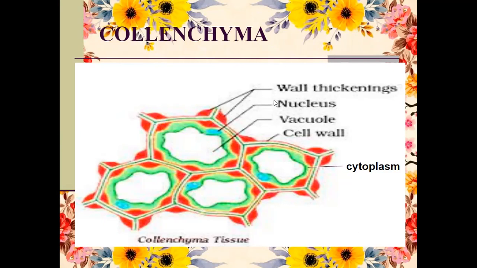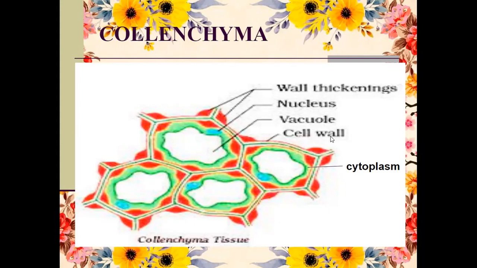So the corners show thickening of cell walls. Below the cell wall, a large vacuole is present. It is also called the central vacuole, protected by the tonoplast. Around the vacuole, the protoplast is present. In this protoplast, the nucleus is present, and around the vacuole, cytoplasm is present. In this cytoplasm, all cell organelles are present.